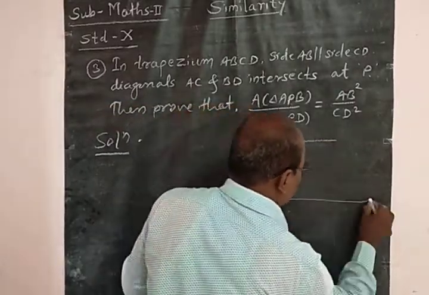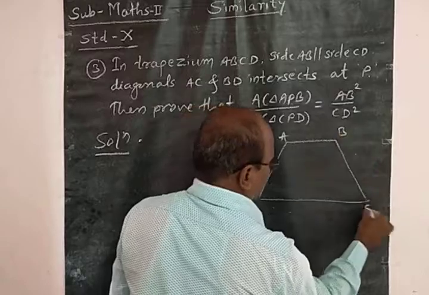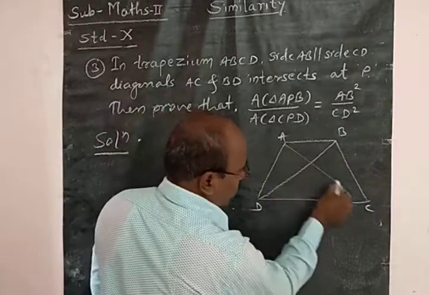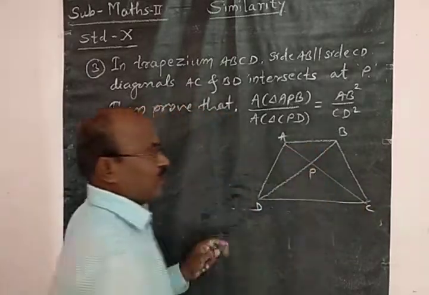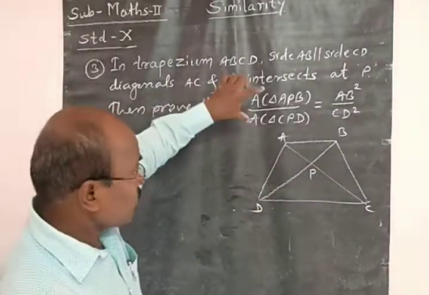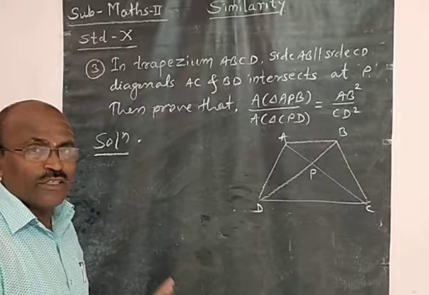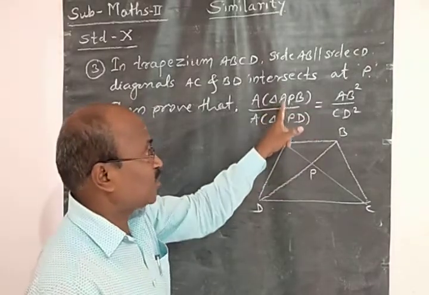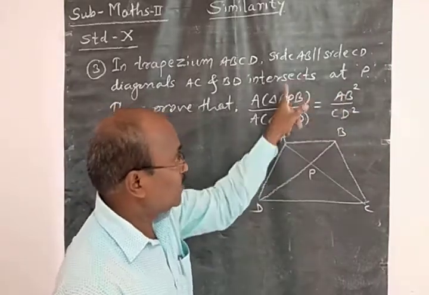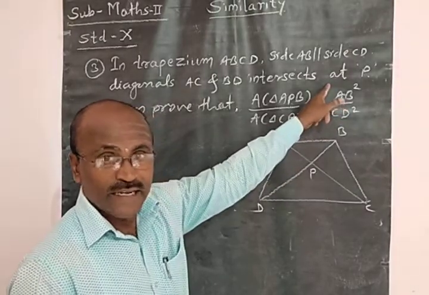It is a trapezium ABCD, here AB is parallel to CD. So the diagonals BD and AC intersect at point P. Here what we have to prove: area of triangle APB upon area of triangle CPD is equal to AB square upon CD square. AB and CD are the corresponding sides of triangle ABP and triangle CPD. So we have to prove that the ratio of these two triangles is equal to the ratio of squares of their corresponding sides.